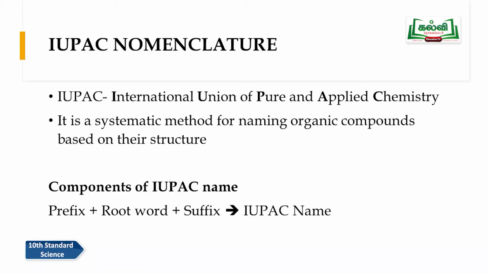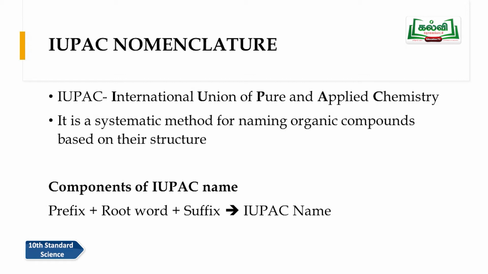We follow certain rules, and based on the structure of the organic compound, the names are given to it. So this IUPAC nomenclature is the method by which we are giving names for organic compounds in a systematic way. Now, what are the components of this IUPAC name?